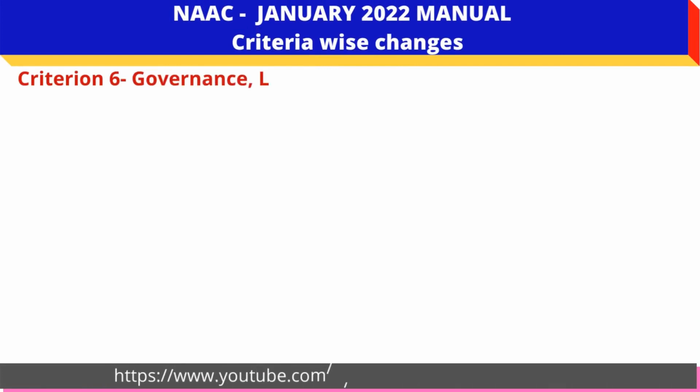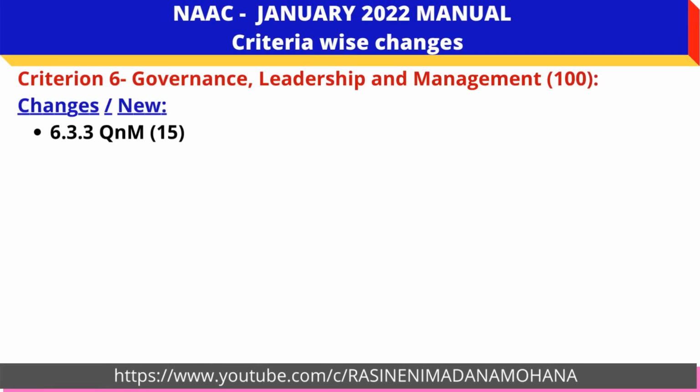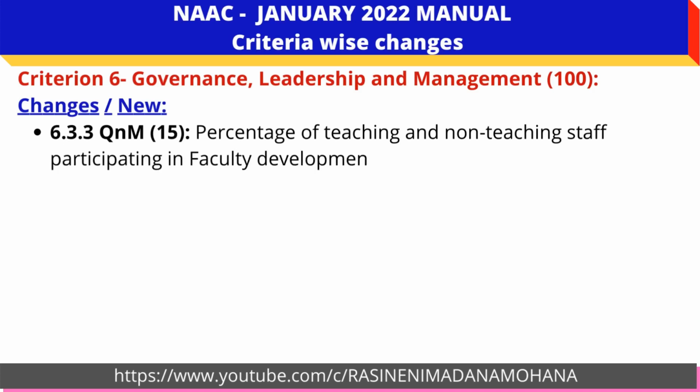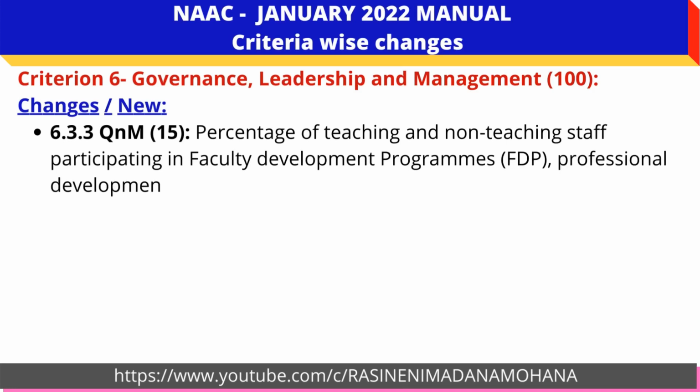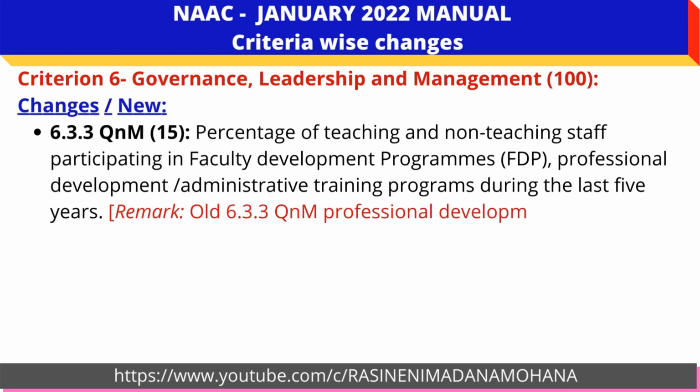Then coming to the next metric, 6.3.3, this is quantitative, total weightage is 15. Percentage of teachers and non-teaching staff participating in faculty development programs, professional development, and administrative training programs during the last 5 years. So earlier 6.3.3 was a quantitative metric for faculty attending FDPs, short-term training, etc. Now earlier 6.3.3, administrative development and training programs organized, is merged with this one.